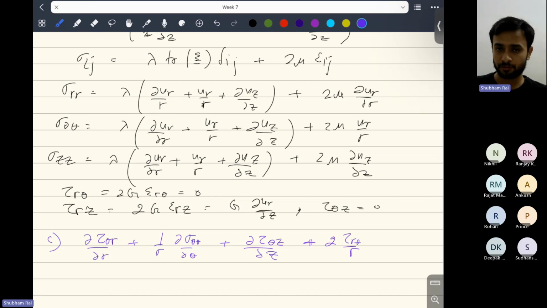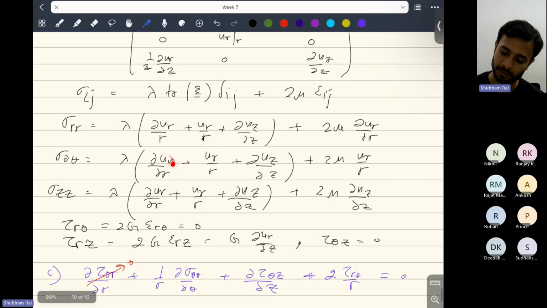And restrictions, body force is not present, and acceleration is also not present. So this will be 0. Now you have this tau theta r is 0, so this term will also be 0. Sigma theta theta, and you have this term. But sigma theta theta is not dependent on theta because ur is not dependent on theta and uz is also not dependent on theta. So this will also be independent of theta. So again, this term is 0 because it's not dependent on theta.